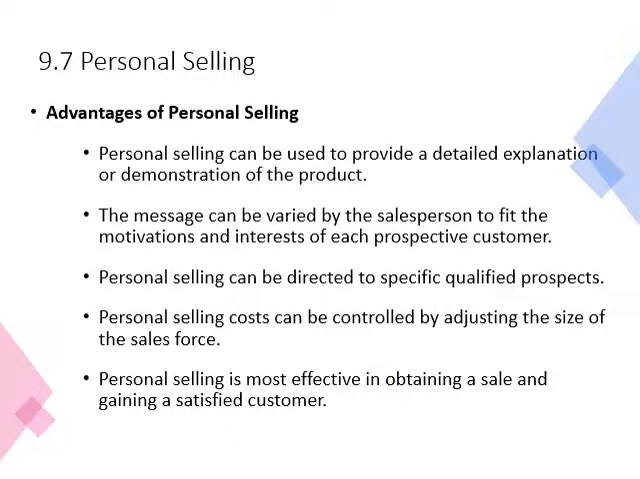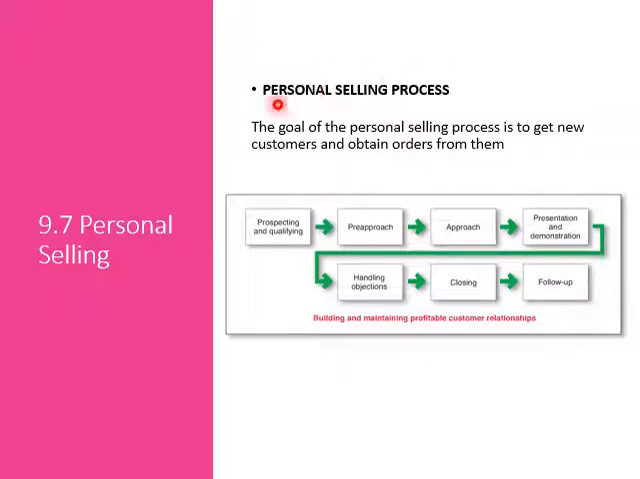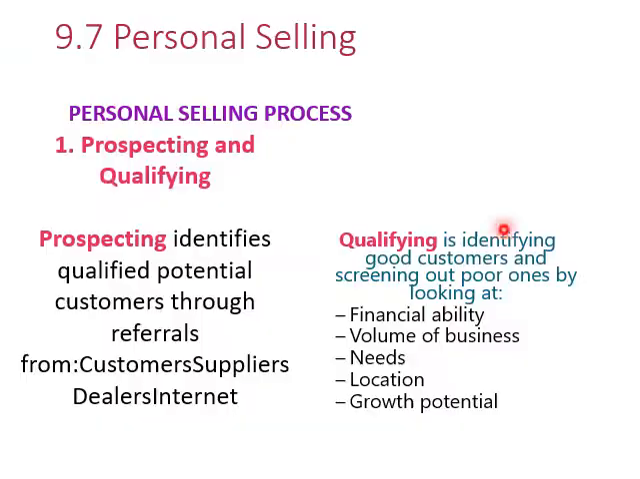All right, so next, let's look at the personal selling process. The goal of the personal selling process is to get a new customer and also obtain orders from them. There are 7 steps in doing a selling. Typically the salesperson will start with the first one, which is prospecting and qualifying.